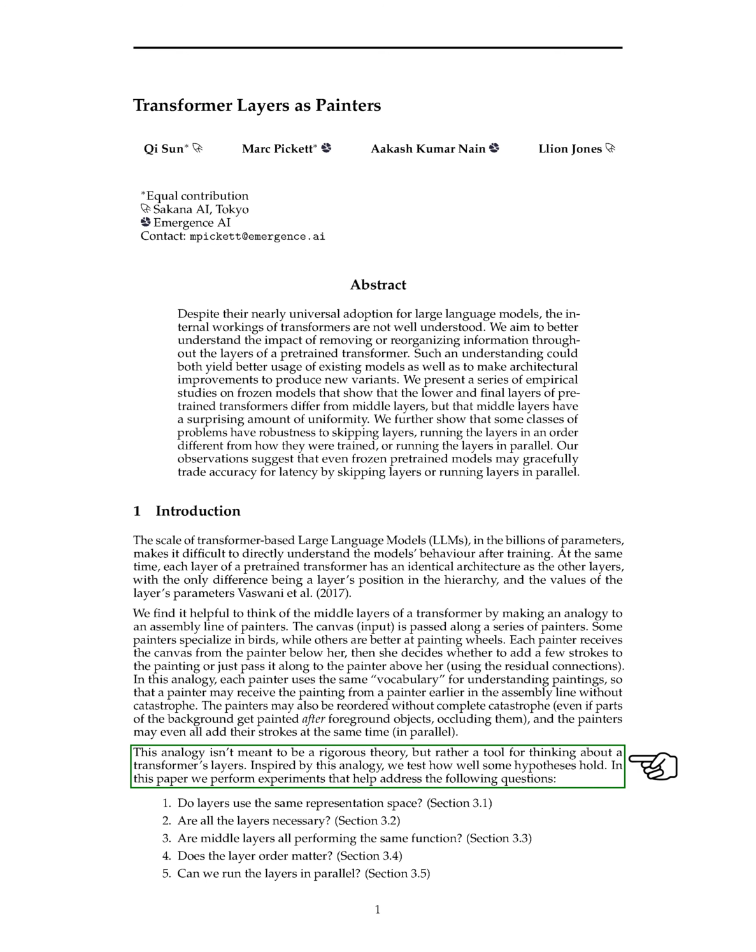This analogy serves as a thinking tool rather than a strict theory to comprehend transformer layers. Building on this analogy, we conduct experiments to explore various hypotheses. Our study aims to address key questions such as whether layers utilize the same representation space, the necessity of all layers, the uniform functionality of middle layers, the impact of layer order, the feasibility of running layers in parallel, the task-dependent significance of layer order, the benefits of looping for parallelized layers, and the least detrimental variance to performance.